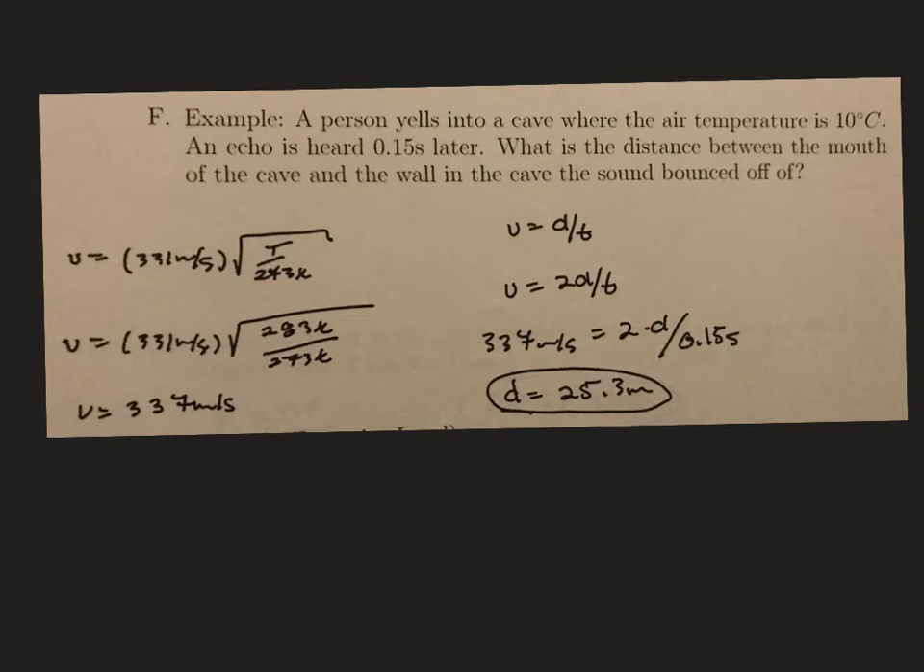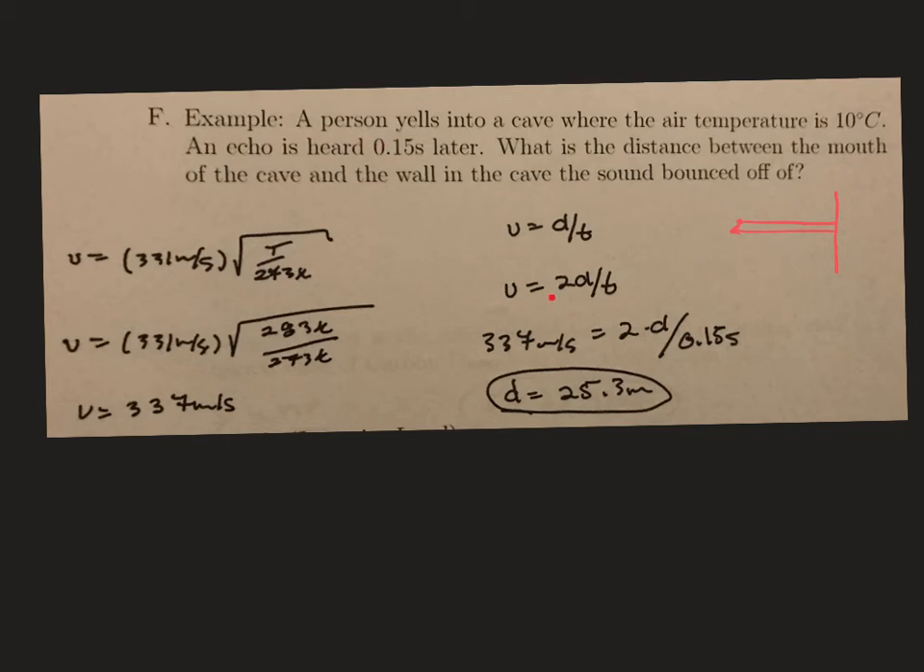Now, remember, we're dealing with an echo. This means the sound wave is starting at an initial position, it's going to the wall and bouncing and coming back. Since we want to know specifically the distance between the mouth of the cave and the wall, we actually want to know the distance to cover half of this time, really.